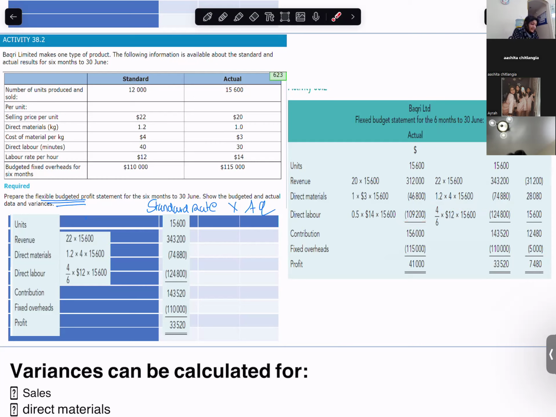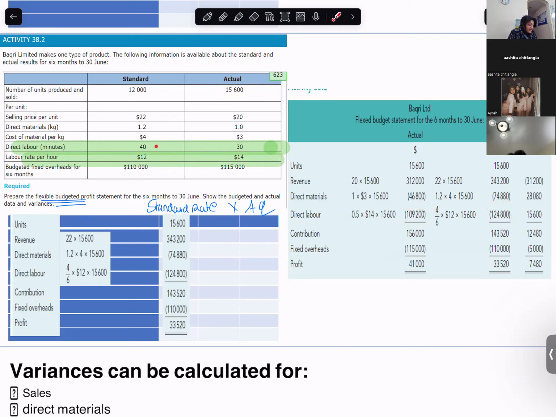Can you tell me the reason why you have spent less on labor? Because they've worked a lesser amount of time. See properly, it says you are producing 15,600 units. That is irrespective. But why is your labor cost less? This is a very important thing that I'm discussing. You've produced more in a less amount of time.